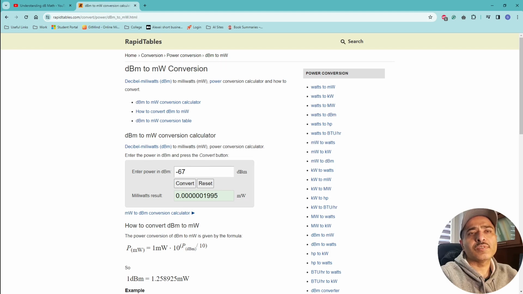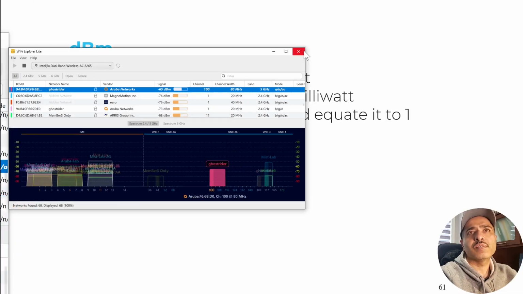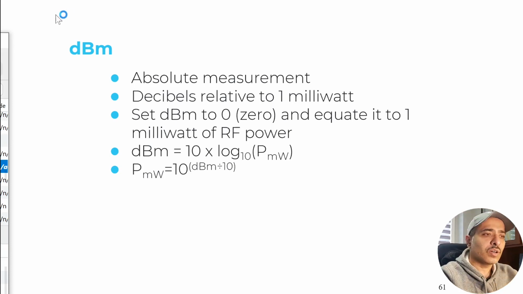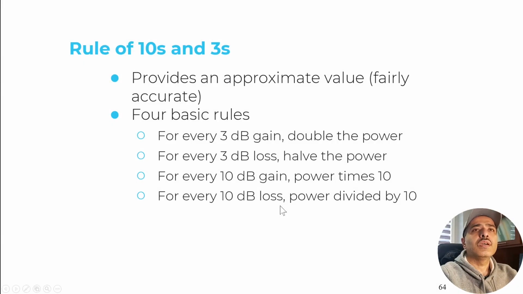It's just much easier to work with these other numbers, which are in dBm, and that's the reason we started to use decibels. So hopefully I'll be able to convince you why you should use dBm versus standard milliwatts. And then, when you want to convert from one form to another, there are certain rules that you can use.